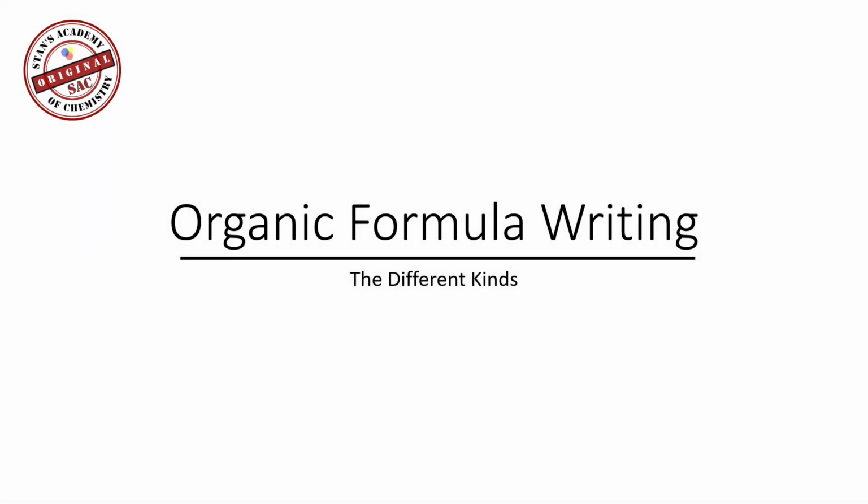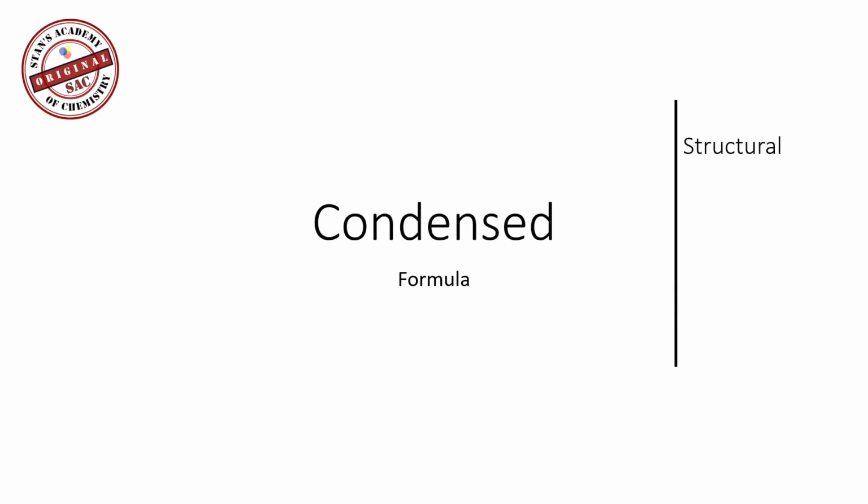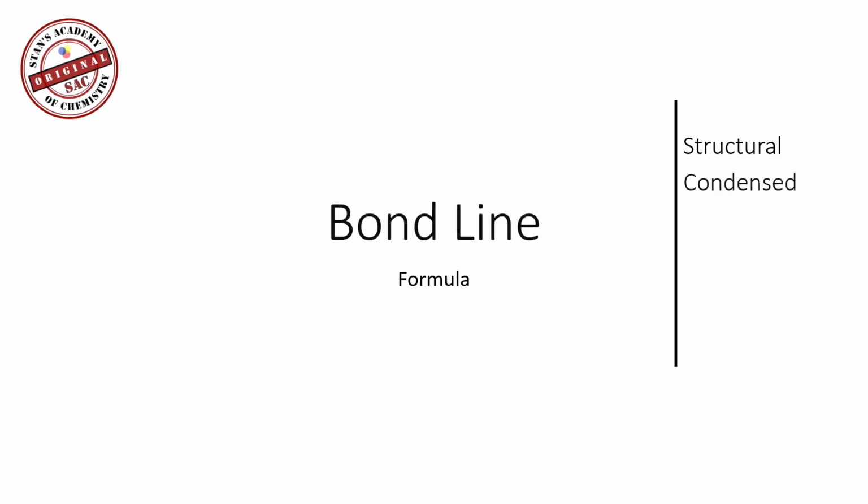Formula writing in organic compounds. There are three types of formulas that you will see in organic compounds. The first one is structural formula. The second one is condensed formula. And the third one is called bond line formula.